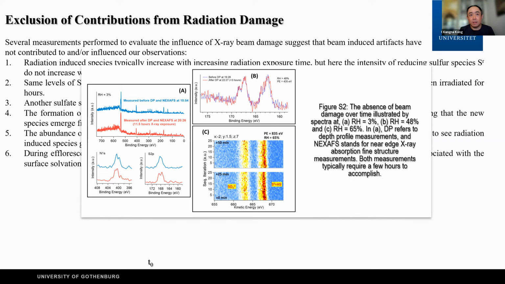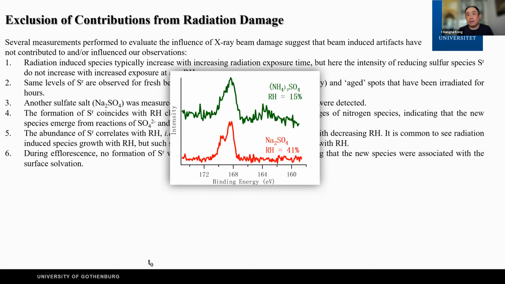Then we also tried another test. For this ammonium sulfate, even at 15% RH, we see a small peak here. This is reduced sulfur. But when we change to another salt, like sodium sulfate, we see this really sharp doublet for sulfate at all different RH until the deliquescence. We never see this reduced species. Which means the sulfate is very stable under the beam. So this must be something about the ammonia and the sulfate.